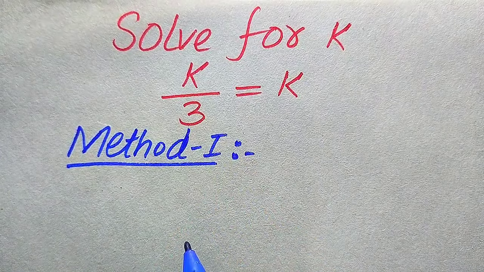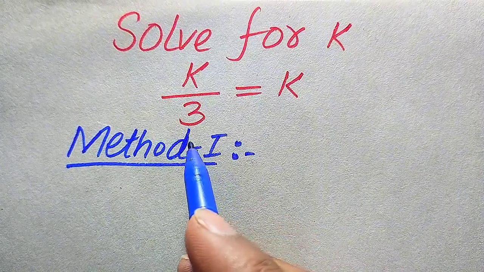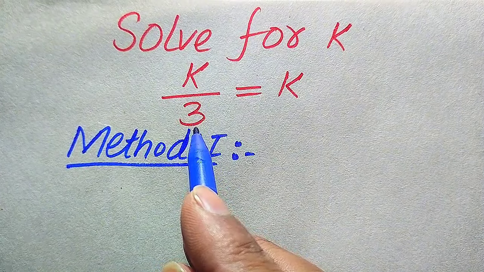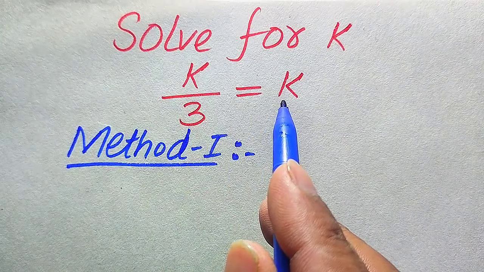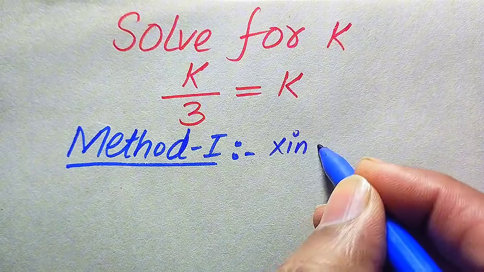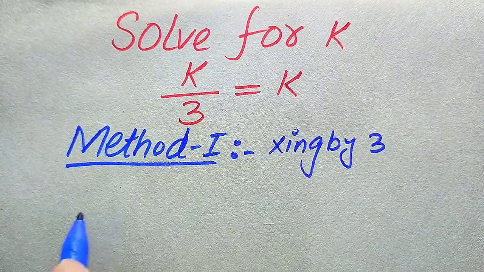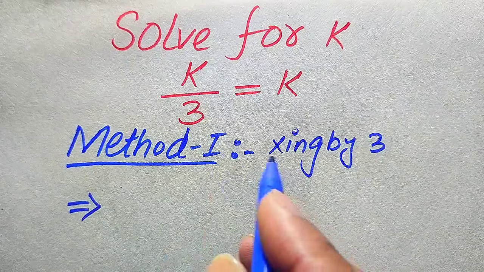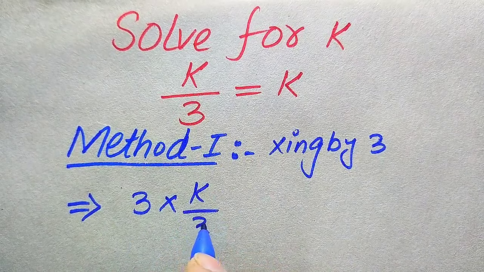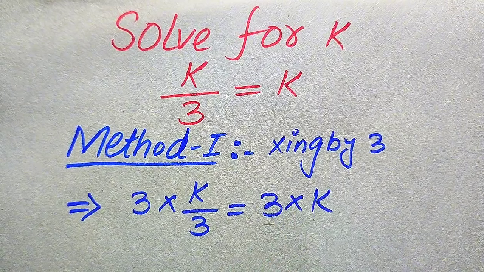And now we move towards the solution of this problem with the first method. Here in the first method you see that the 3 is dividing on the left hand side. So when we move it to the right hand side, it is multiplied by k. In other words, we multiply both sides of the given equation by 3. So when we multiply by 3, it is written as 3 multiplied by k over 3 is equal to 3 multiplied by k.